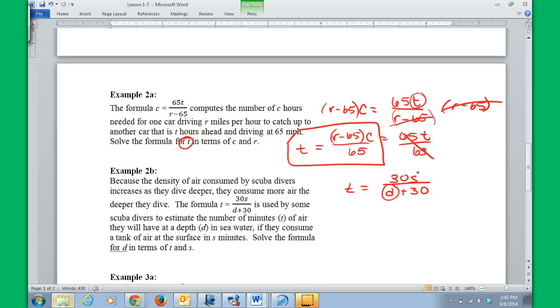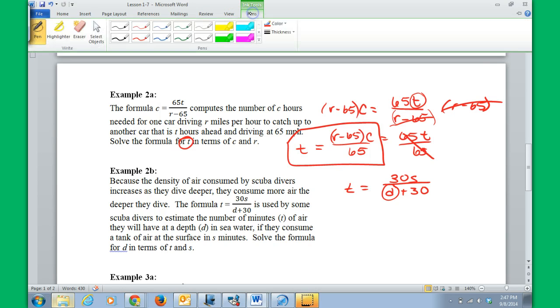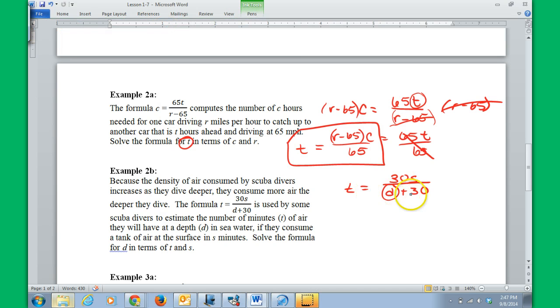So I'm going to give you a minute to think about that one. See if you can do it. Just like last time, this time we have this whole thing in the denominator. Even though we're solving for D, we still need to get rid of the denominator so we can get D by itself. So I'm going to multiply this entire thing by D plus 30. By doing that I get rid of this, and now I have D plus 30 times T equals 30S.